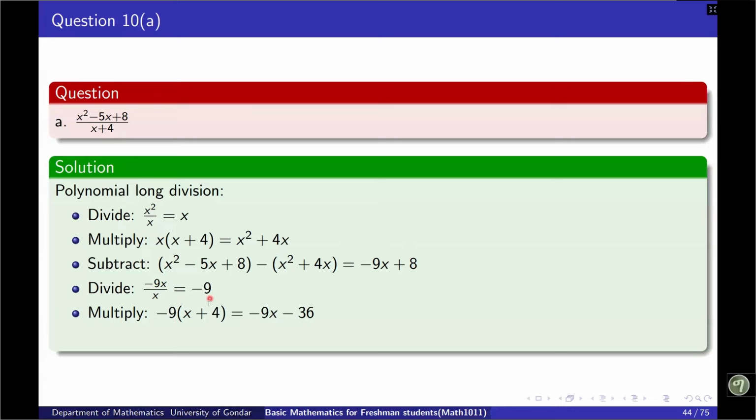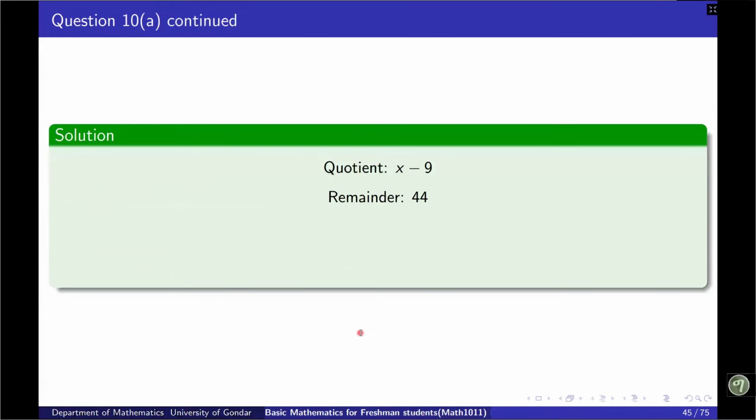And if we multiply the denominator by this one, that's -9, we have -9x - 36. And let's subtract this one from -9x + 8, minus of -9x - 36, which is 44. Therefore, this is really the remainder, and the quotient could be x - 9.